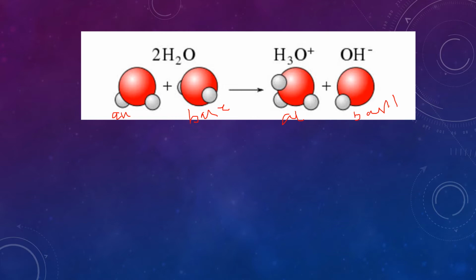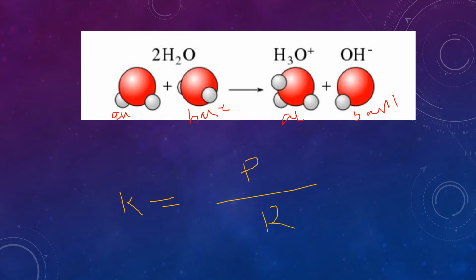In the above ionization, one water molecule acts as an acid while another water molecule acts as a base. See, this acts as an acid, this acts as a base, this acts as a base, and this acts as an acid. The dissociation constant for the above ionization is given by the following expression. How do we find the dissociation constant? K is equal to product by reactant.